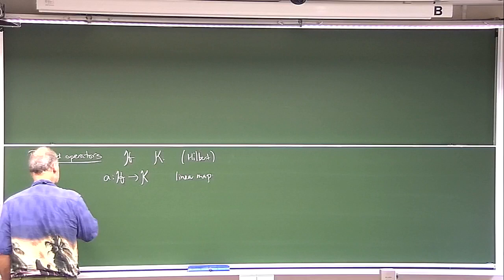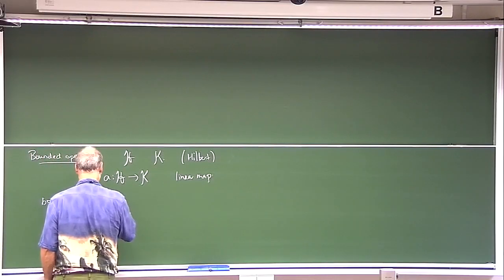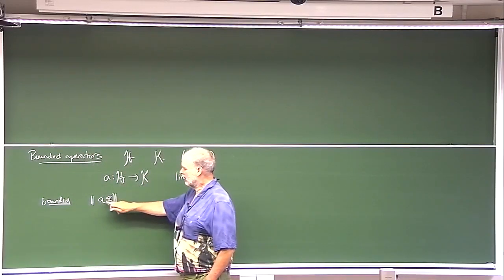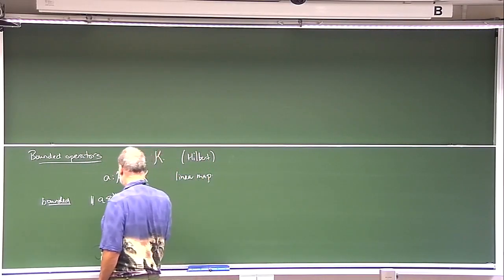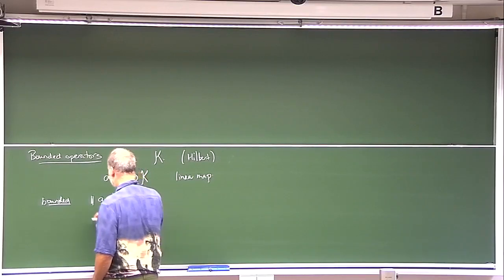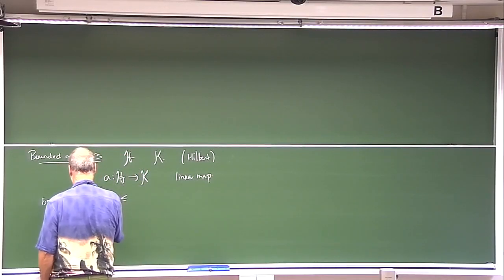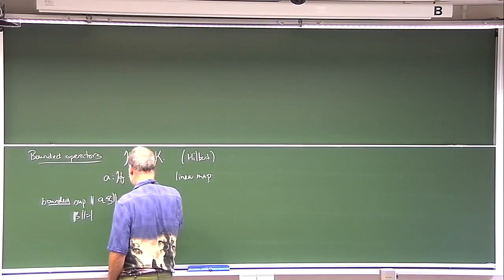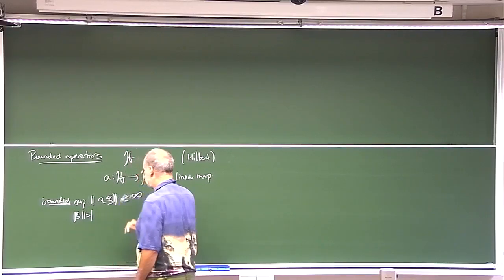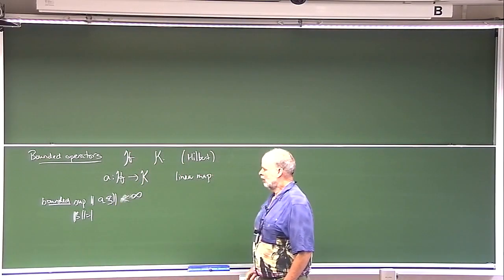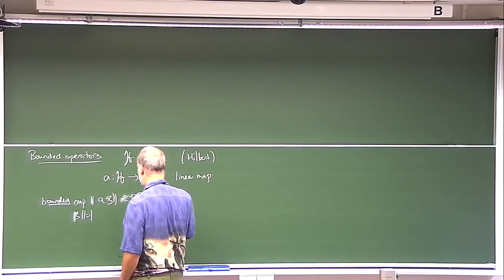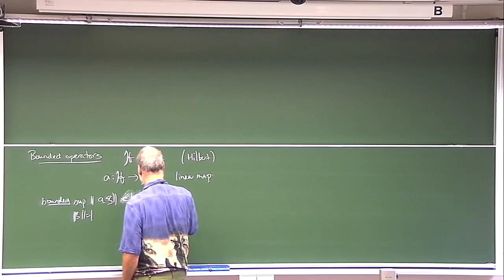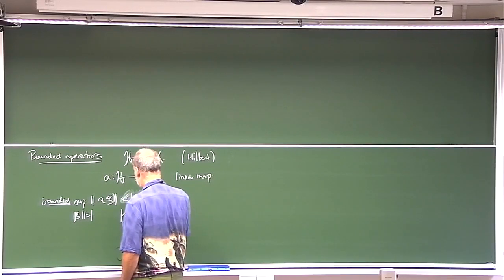To say that it's bounded means the following: if we look at all of the unit vectors in H and we take the length of A psi, then this is less than or equal to the supremum over all unit vectors, and that is less than infinity. If it is less than infinity, and we call this K, then K is by definition the norm of A.